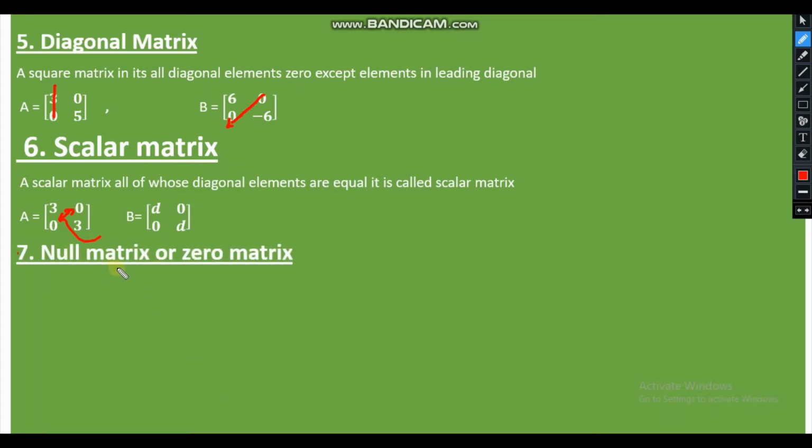Now, null matrices, or zero matrices. The null matrix is the type of matrix which is 0. A matrix whose all elements are 0 is called a null matrix. Null matrix means all these elements are 0. So this is again a matrix A with 0 0 0, all elements inside the array being 0. This type of matrix is called a null matrix.